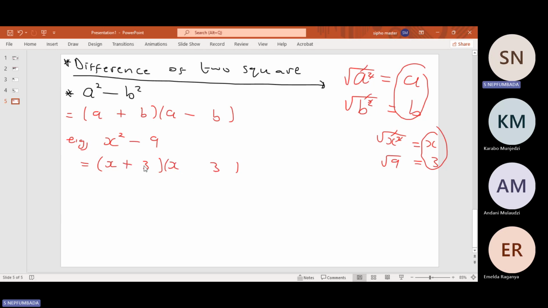Because it's the difference between two squares, it is plus or minus. May you please do this first: x squared minus 4. May you please try to do that first.